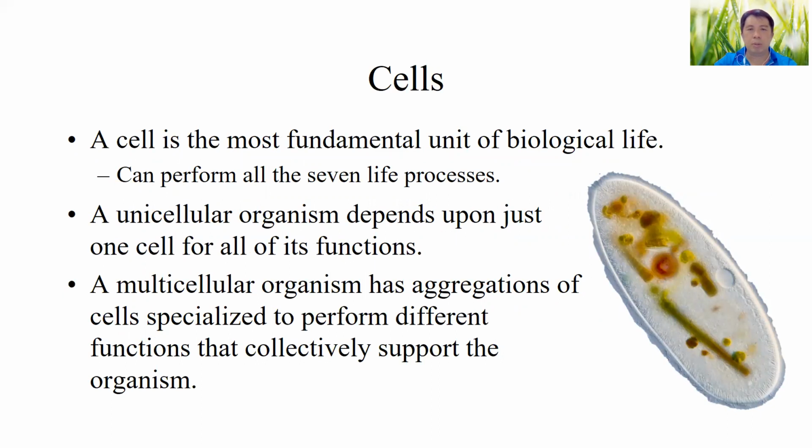A cell is the most fundamental unit of biological life, which can perform all the 7 life processes. You must still remember what the life processes are. A unicellular organism depends upon just one cell for all of its functions, whereas a multicellular organism has aggregations of cells specialized to perform different functions that collectively support the organism.